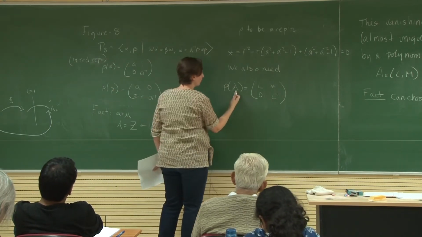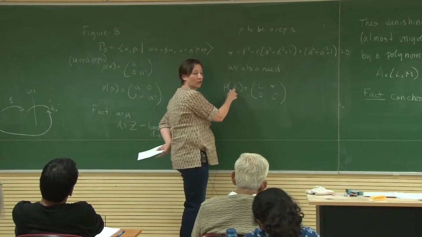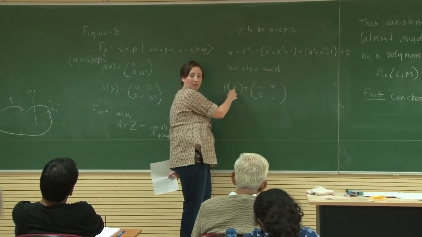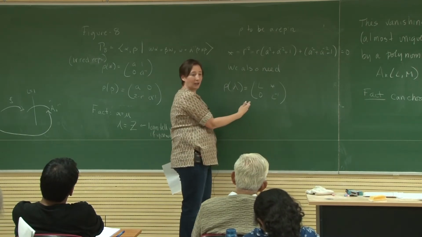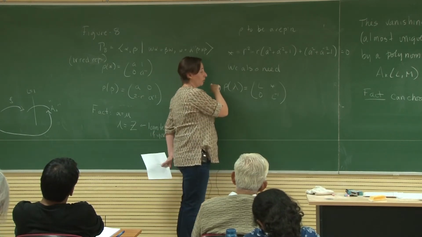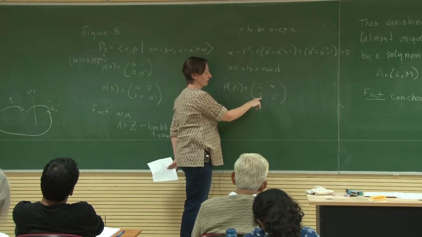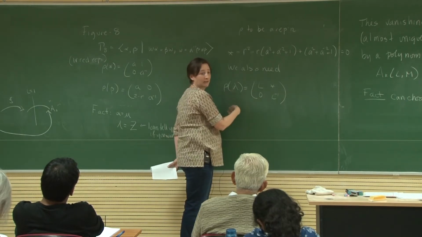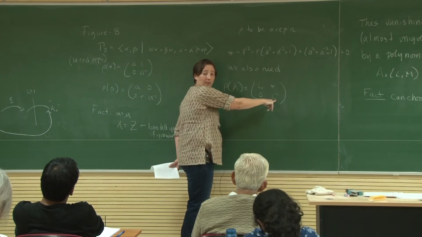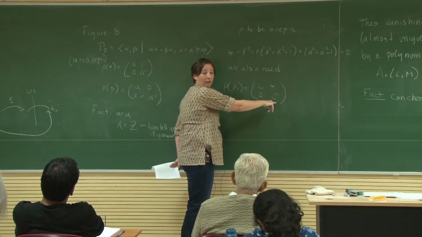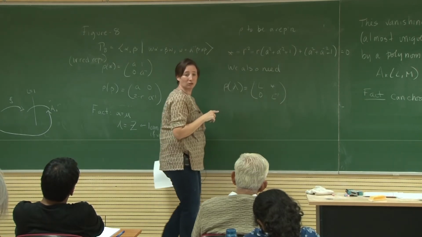So what do we do? We write down what lambda is in terms of the alphas and the betas. We multiply those together, and we set the 1, 1 entry to L, the 2, 1 entry to 0, and that'll actually force the 2, 2 entry to be L inverse, but if we want to be safe, we have those three equations.